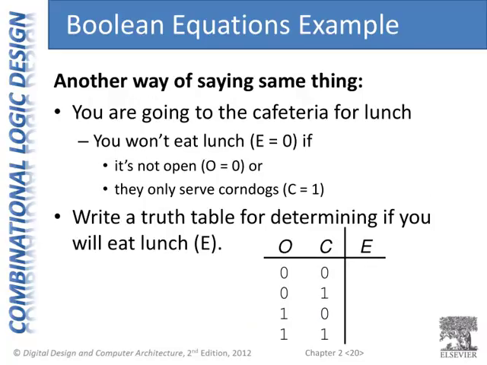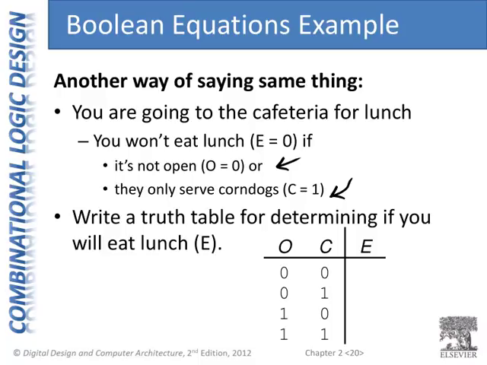Okay, so we write this truth table for our function that we want. There's another way of saying the same thing. We can say, you're going to the cafeteria for lunch, you will not eat lunch if it's not open, or they only serve corn dogs. Basically, the true case, when will I eat lunch? And this is the opposite case, when will I not eat lunch? So let's show that you could have said it in either way. It's kind of glass half full, half empty. Really says the same thing.